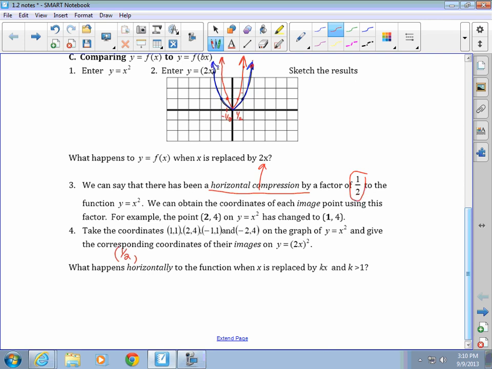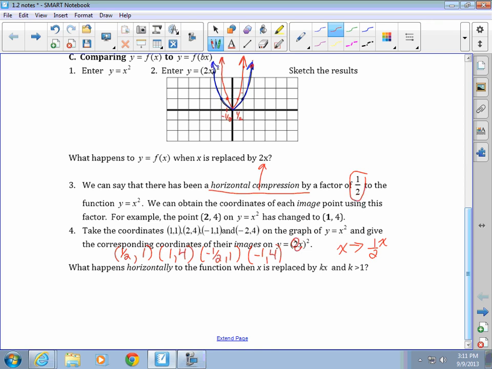Just the x will change, and that's because this value is being applied to the x inside. So (2, 4) would change to (1, 4). (-1, 1) will change to (-1/2, 1). And (-2, 4) will change to (-1, 4). So all we did is take every x value and multiply it by 1/2, because multiplying by 1/2 is the same as dividing by 2.